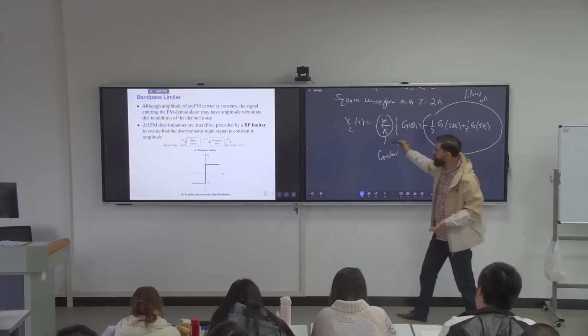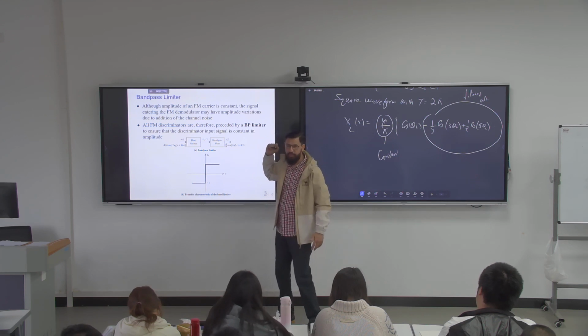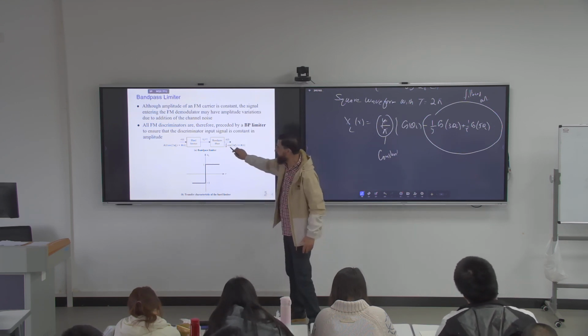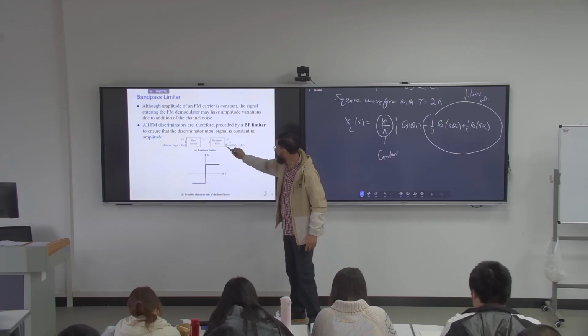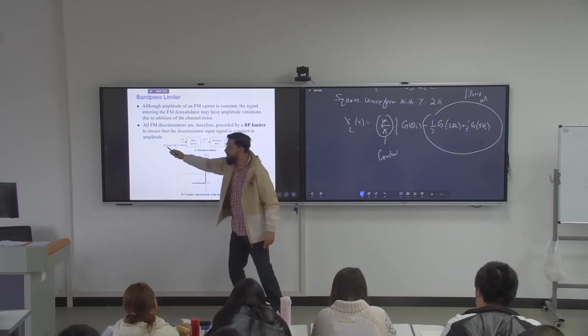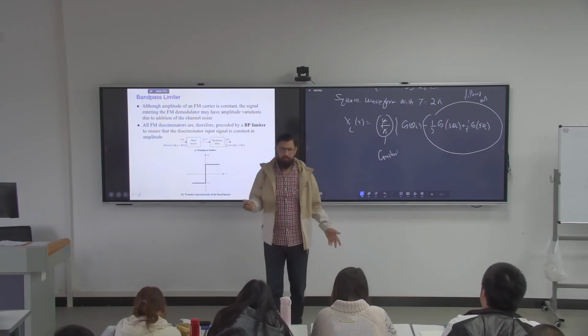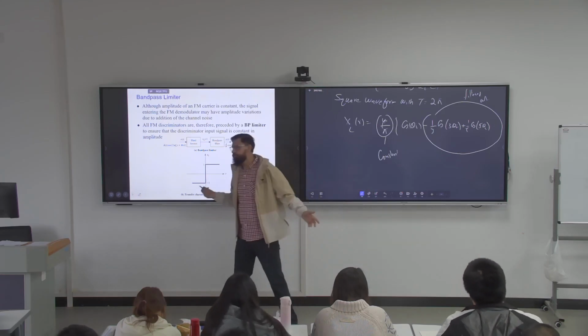So I have a filter now. That filter will get rid of all those high frequencies and leave only this term, and this is constant now. 4 by pi is a constant, right? So I started with A, and I end up with 4 by pi, which is constant. Now it is easy for me to demodulate.